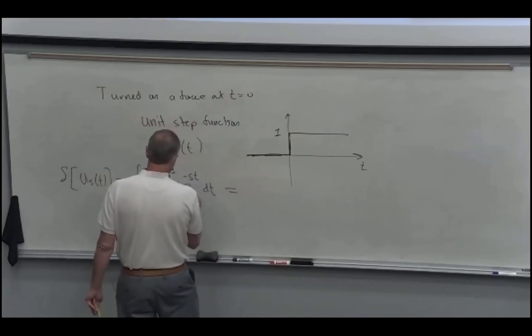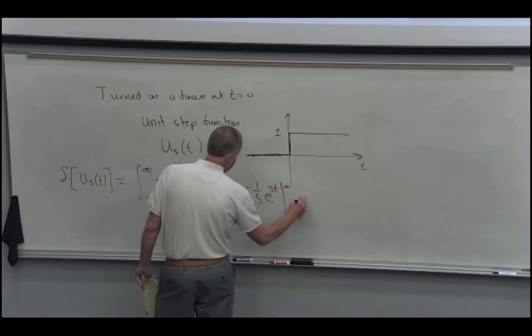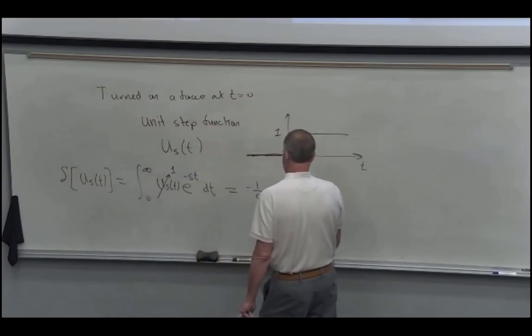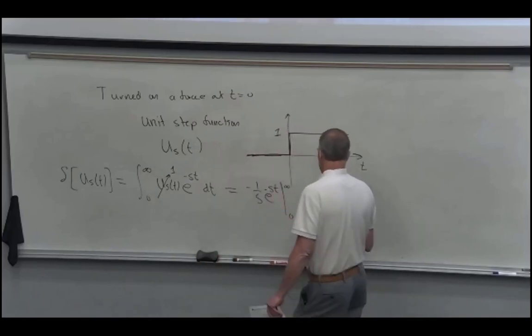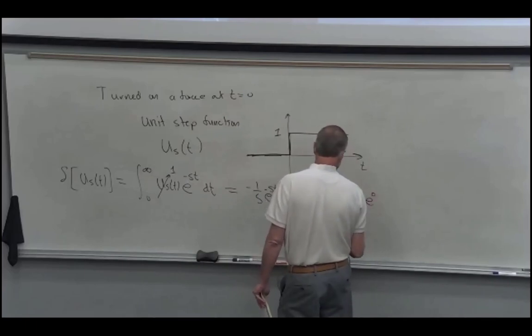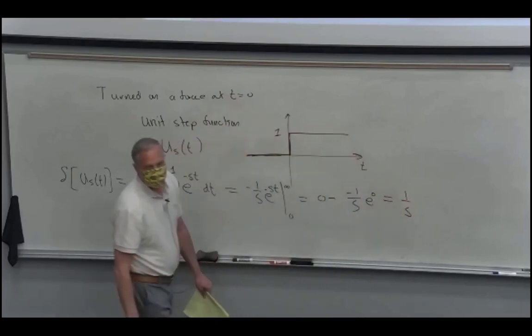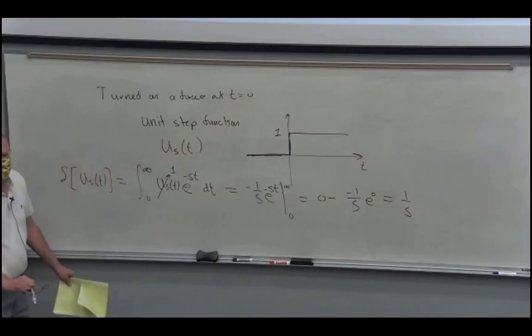So the integral of e to the minus st is minus 1 over s e to the minus st, throw in the limits. And we get 0 because we're going to have e to the, I lost my minus, e to the minus infinity, and then minus e to the 0. So it turns out the unit step function, the Laplace side, is just 1 over s. And if you see a 1 over s on the Laplace side, you know that that turns back into this unit step.